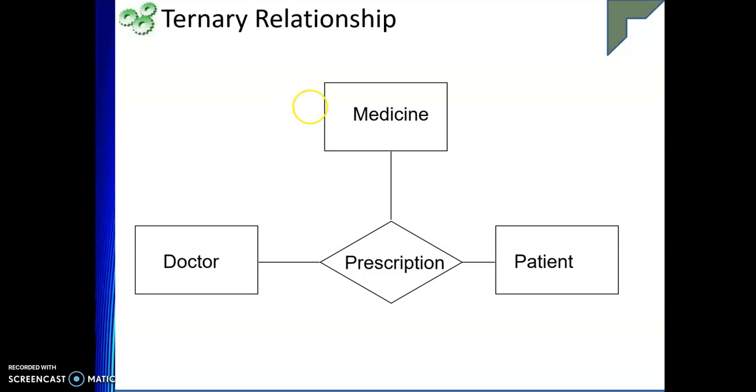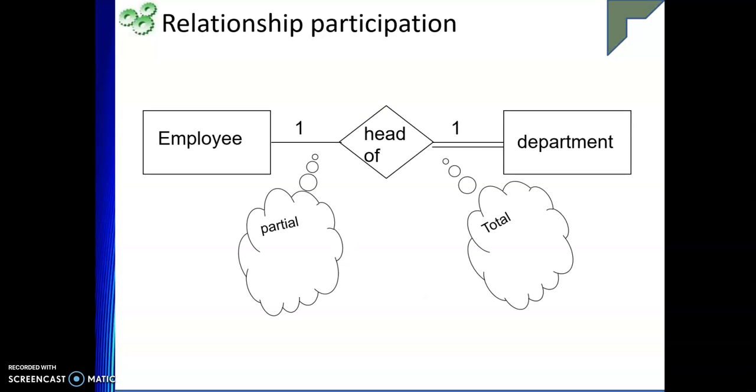A ternary relation has a beautiful example regarding a doctor and patient. A patient visits a doctor, the doctor checks the patient, and then he prescribes certain medicine. The medicine itself can be one kind of entity. The doctor decides what kind of medicine he prescribes to this particular patient. So here we have three entities, doctor, medicine, and patient, and this becomes a ternary relationship.